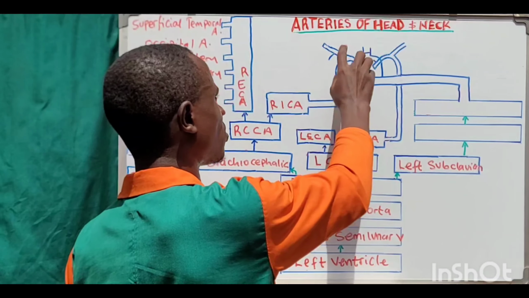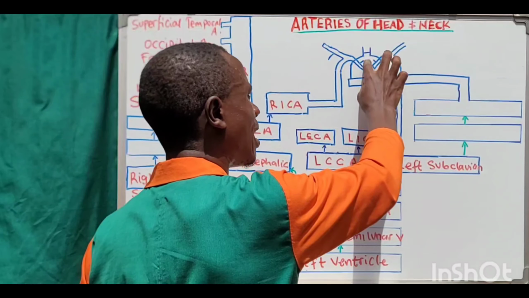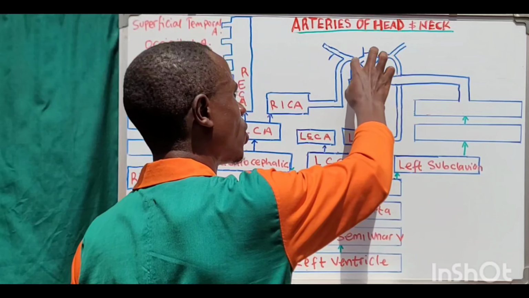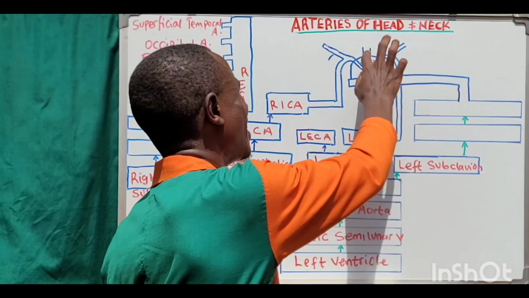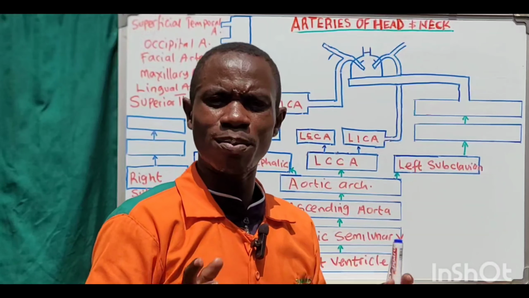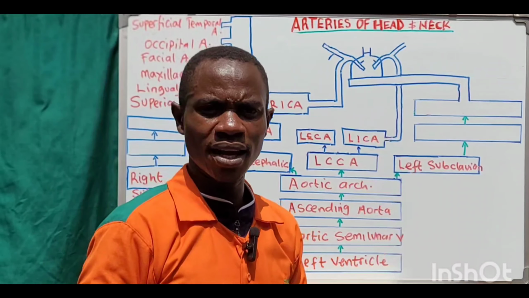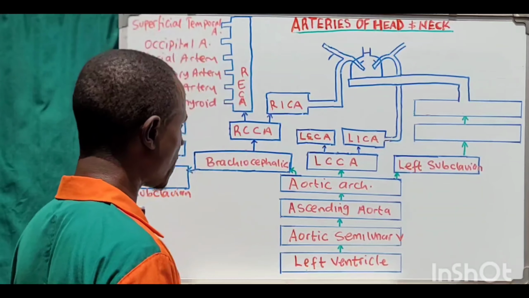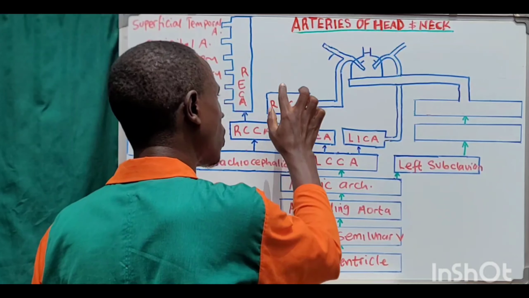They're going to be having the middle cerebral artery. We're also going to be having the ophthalmic artery. Also the posterior communicating artery and the anterior communicating artery. So now all these ones are going to be supplying the intracranial structures, which are the brain and the eyes. Okay. So now that is for the case of the right internal carotid artery.